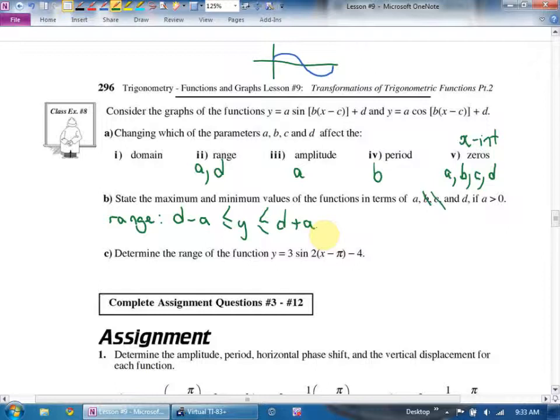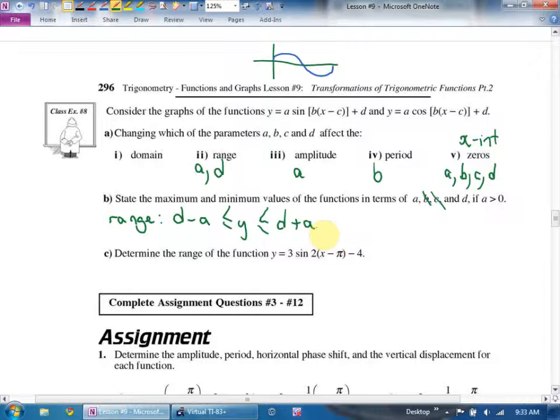I'm just thinking right now, what I should have done is skipped B, gone to C first, and then D, B would have made more sense. But let's look at C. It wants us to find the range. Let's see if we can do this in our head. What's the vertical displacement? Negative 4. So the whole graph has moved 4 down.